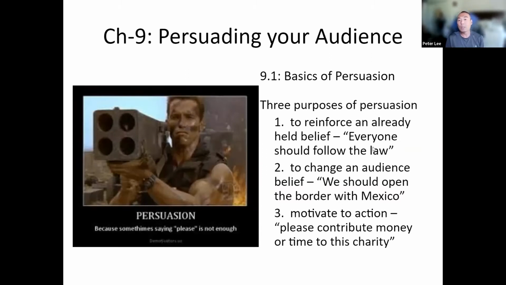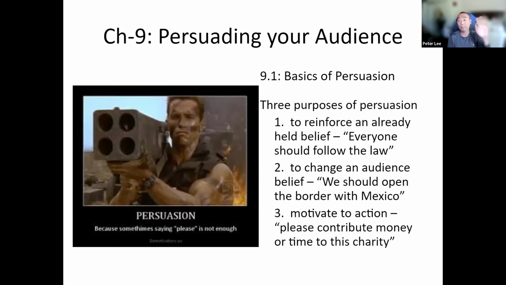So, okay. So then number 2, let's change an audience belief. This is challenging. We should open the border with Mexico, right? So changing beliefs, like what you believe to be true or false, is pretty rare for most human beings, right? I believe in God. I don't believe in God, right? People don't easily go from those belief changes. So very challenging as a persuasive person. Number three is let's motivate to action. Let's lose weight.